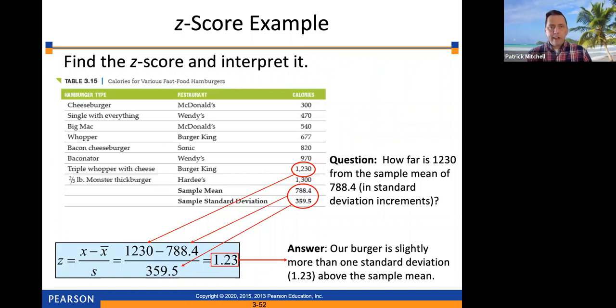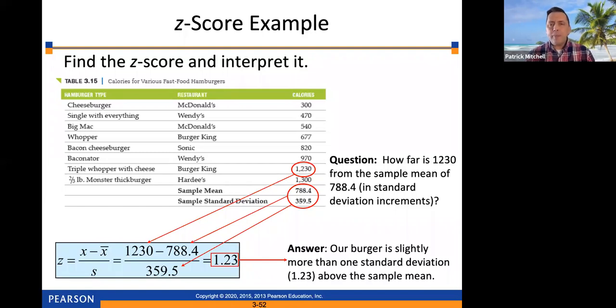All right, so here's an example of finding the z-score. What we have here is a list of how many calories are in different fast food hamburgers. And they want us to find the z-score for the Burger King Triple Whopper with cheese. And then they want us to interpret that.